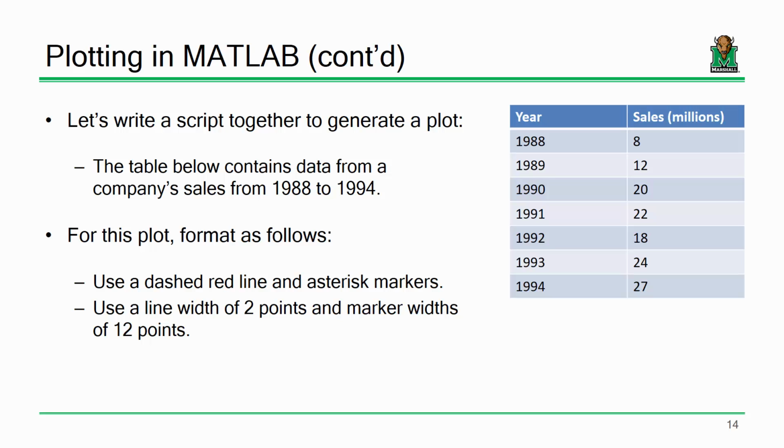I want you to create a plot. I want a dashed red line with asterisk markers, and I want a line width of 2 and marker widths of 12 points. So I want you to specify all that and go to work. Tell me what you got. Now again, if you're working in the command window, you're doing this wrong.